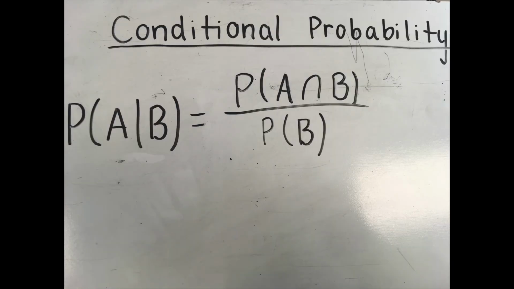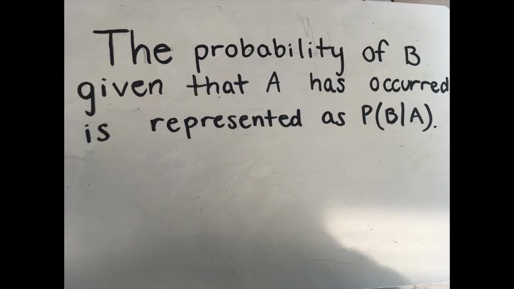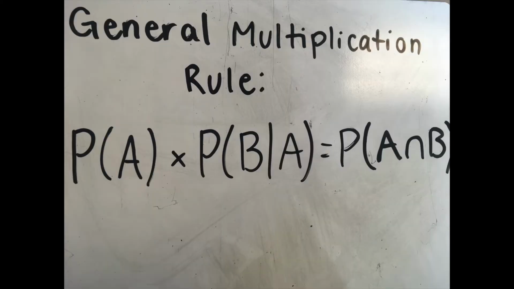This is a rule that applies for conditional probability. Conditional probability is the probability that one event will happen given that another event has already occurred. Lastly, we have the general multiplication rule, which states that the probability of A and B equals the probability of A times the probability of B given that A has already occurred.